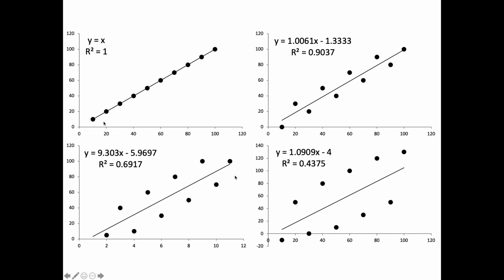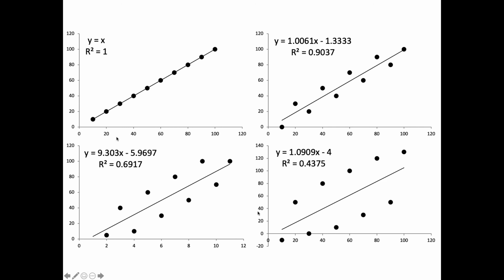As the spread of the data points gets further and further away from the line, as you get more variation around the line, you see that the R-square value goes down to 0.69 and down to 0.4375. So R-square value is a measure of variation around the best fit line. To what degree does changing x explain variation in y?